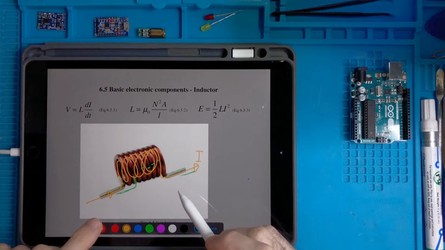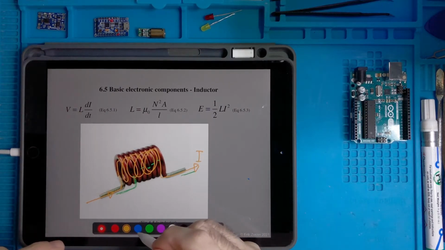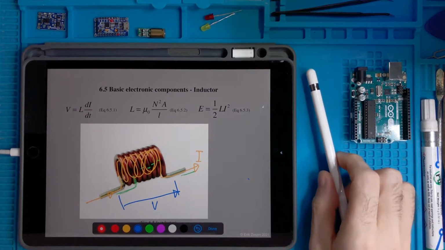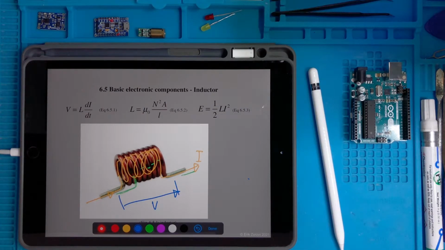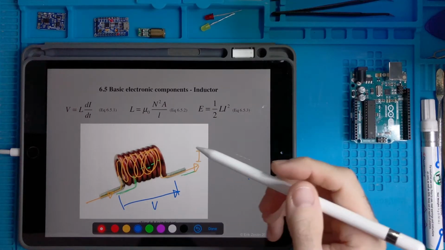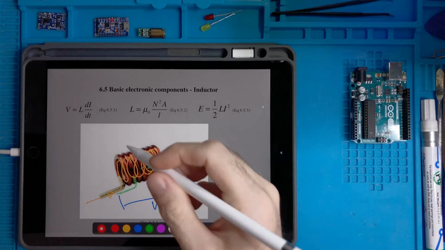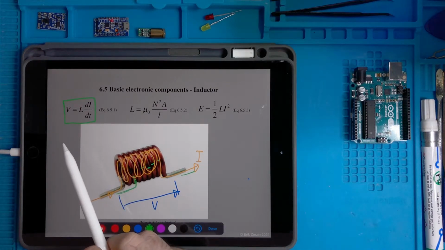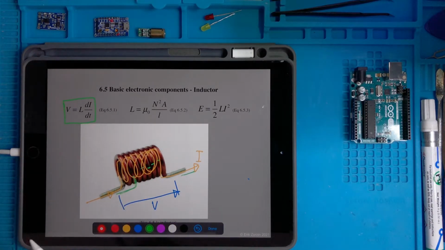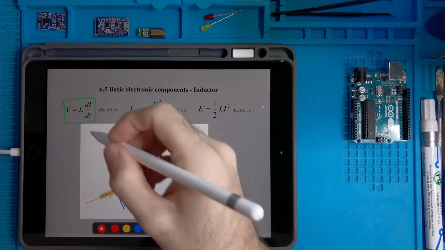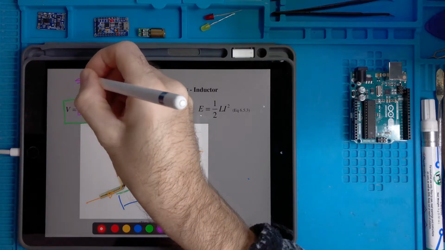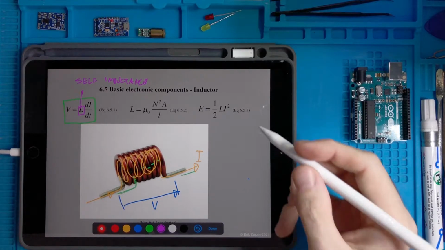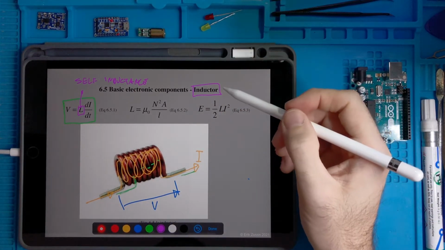And what we can do is, while we make this current flow in it, we measure the voltage across this component like this. We call this voltage V. And we can verify experimentally that the voltage V across this component is not, like the resistor, proportional to the current, but it's proportional to the variation of the current in time. And the coefficient of proportionality is called L, which is called self-inductance. So this is an inductor, and the property of an inductor is the inductance.